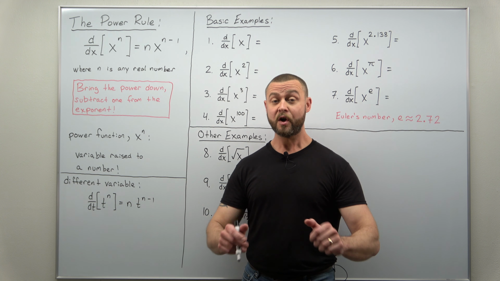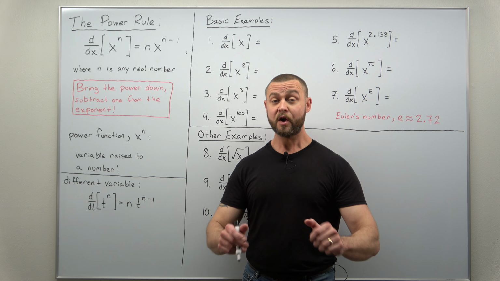If our function here is x raised to a number n, what the power rule says is we take that power n, bring it down out front, and then subtract 1 from the exponent. And that is it. Again, this rule says we bring the power down and then subtract 1 from the exponent. That works if we're using x or t as the independent variable. You could use any other variable that you want, but x and t are the standard ones.